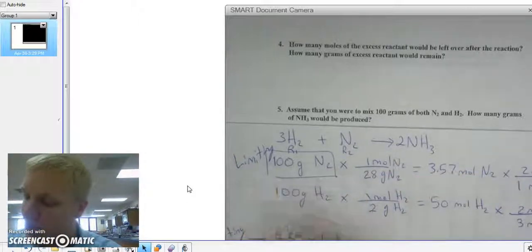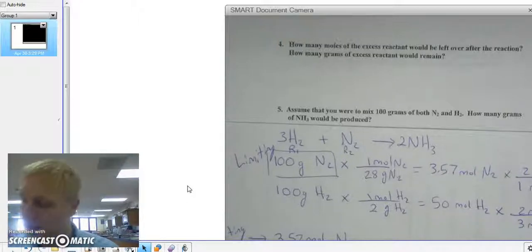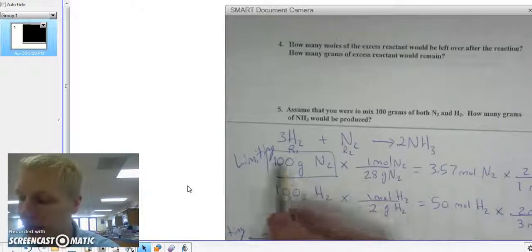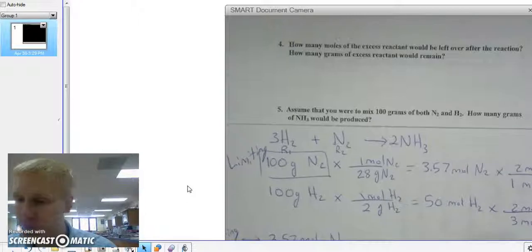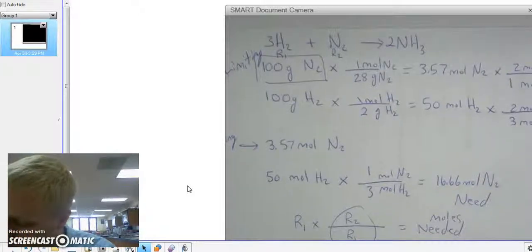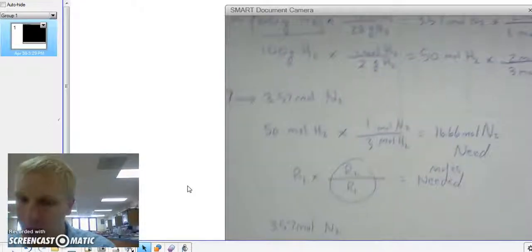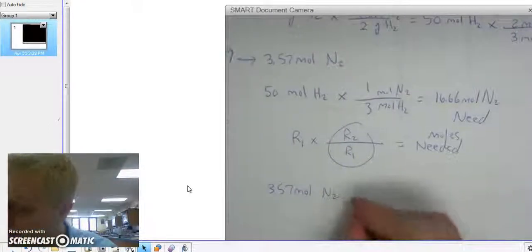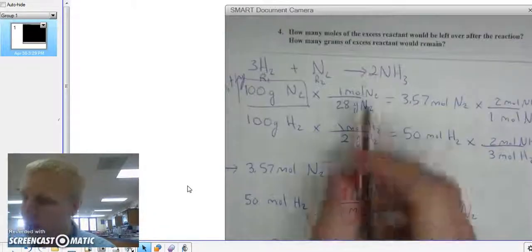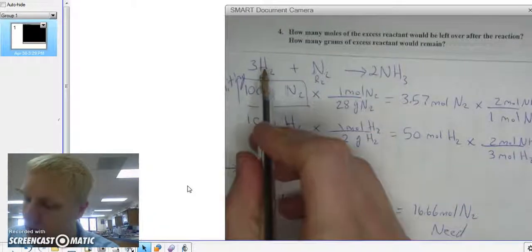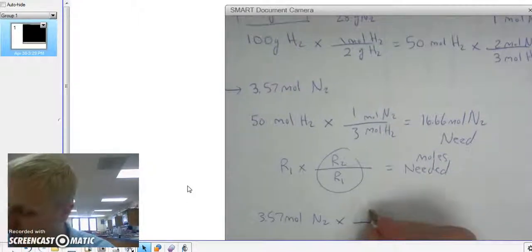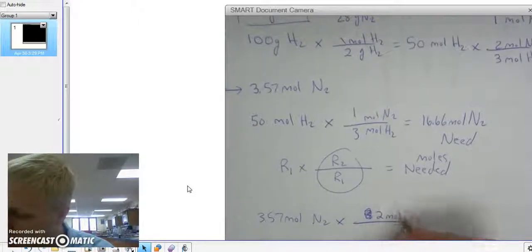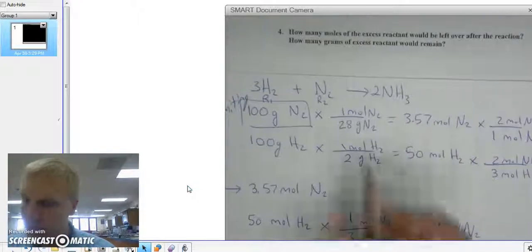Alright, so you first have to find your limiting reactant, which we did in that previous video. Once you found your limiting reactant, we found it to be 100 grams of N2, which is converted to 3.57 moles of N2. We're then going to take 3.57 moles of N2 and convert it to our product. We have 2 moles of NH3 for every 1 mole of N2. So we're going to write that down: 2 moles of NH3 for every 1 mole of N2, 2 over 1.